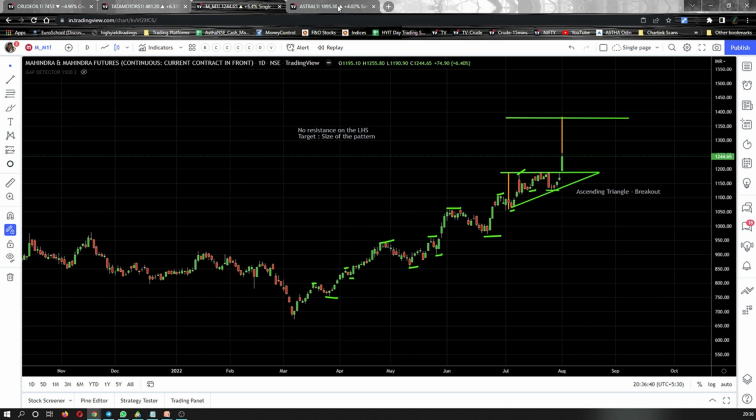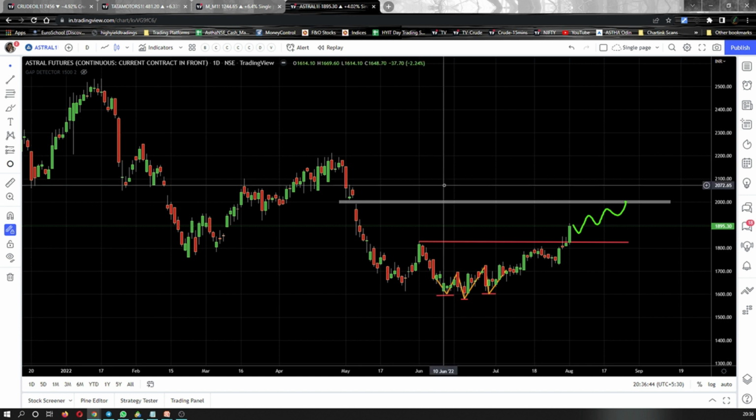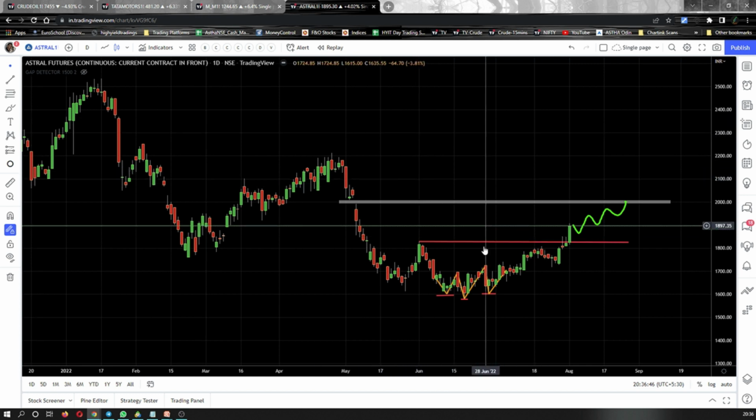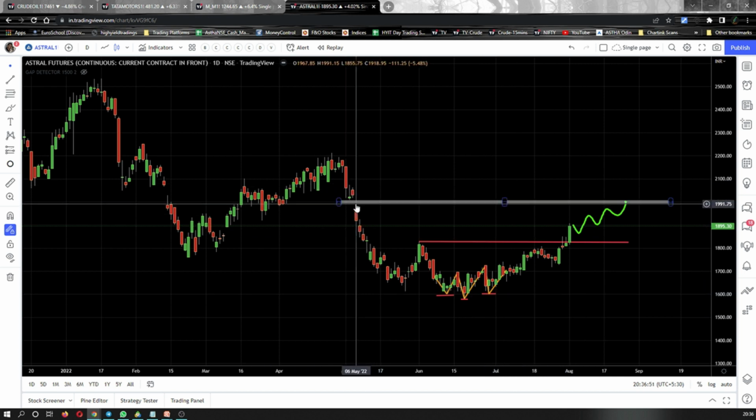Now moving on to the next one. The next script that we have is Astral. Again, this is a 1 day time frame chart of Astral. And as you can see here, what has happened is it was moving down and there was a gap that has been formed here. The gray line that I have drawn here, the gray zone, that is the gap.